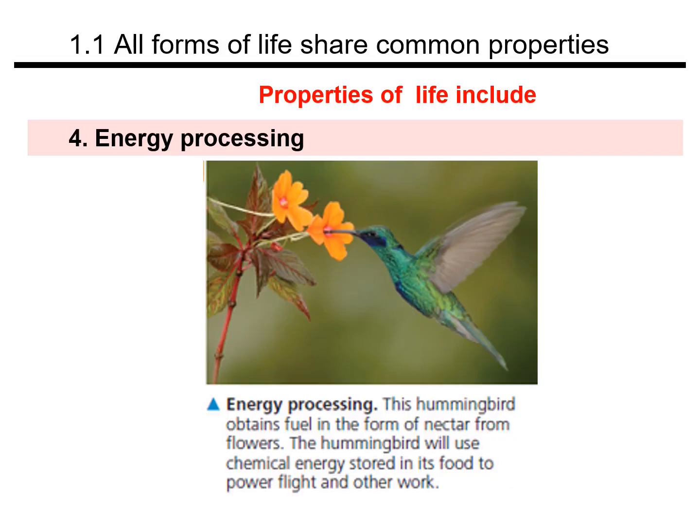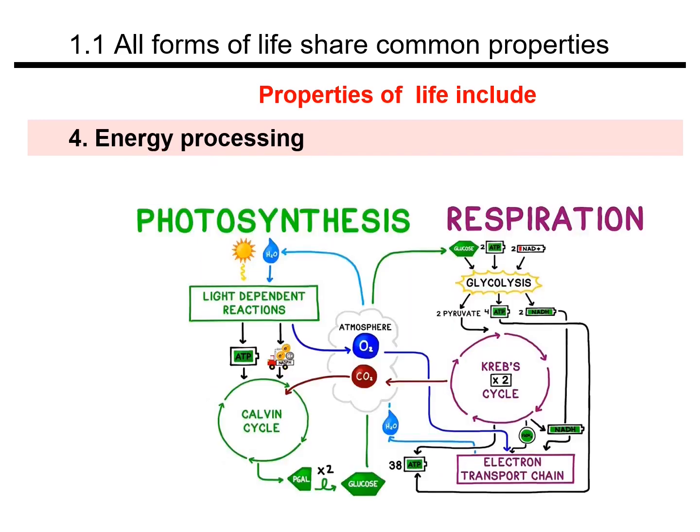The next, the fourth property, is energy processing. Here you can see a hummingbird. Hummingbirds fly very fast, so they need a lot of food, which they take from the pollen of flowers. We will talk a lot about how there is constant energy processing in living organisms. One good example that we're going to study is photosynthesis, and you have to write a lab report about photosynthesis. We're also going to talk about respiration, which are metabolic pathways.